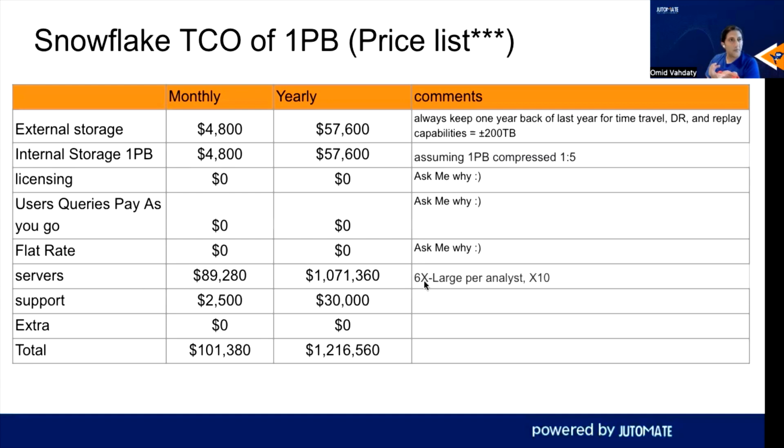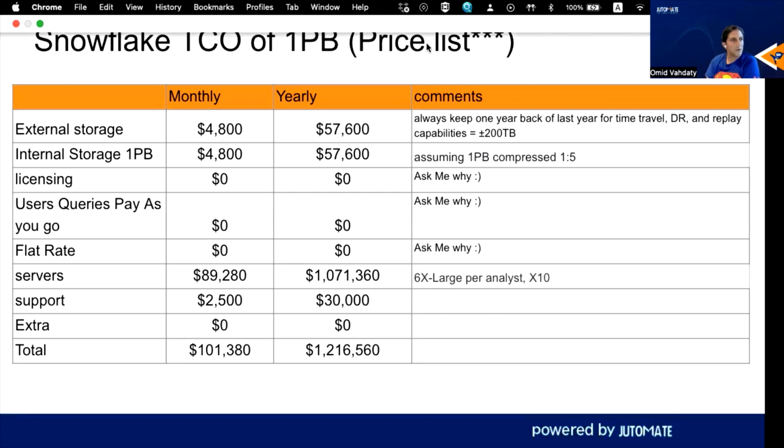So for the sake of the exercise, since there are 10 analysts, I took per analyst the biggest machine I could find, which is 6 exabytes. I used the calculator of Snowflake, which sums up to about $90,000, multiplied it by 12, which is about $1 million yearly. The fixed support number was added across the board, which sums up to 100K monthly or 1,200,000 yearly. Any questions about the TCO analysis?